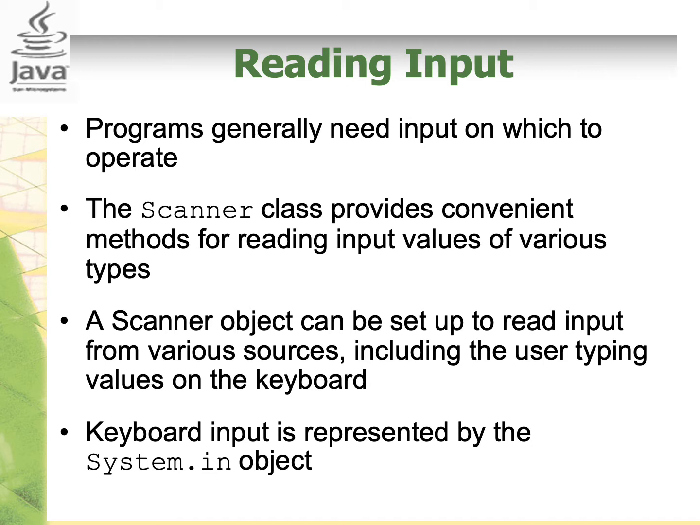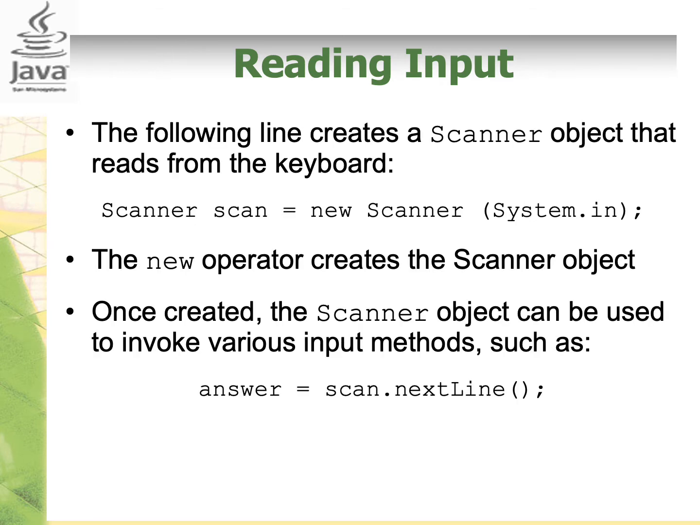A Scanner object can be set up to read input from various sources, including the user typing values on the keyboard. Keyboard input is represented by the System.in object. The following line creates a Scanner object that reads from the keyboard: Scanner scan = new Scanner(System.in). We can call our Scanner object any identifier that we want. For example, Scanner input = new Scanner(System.in).